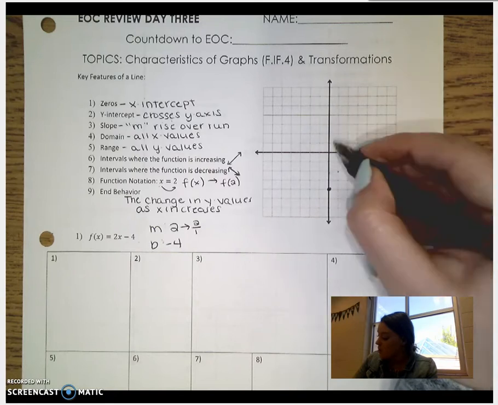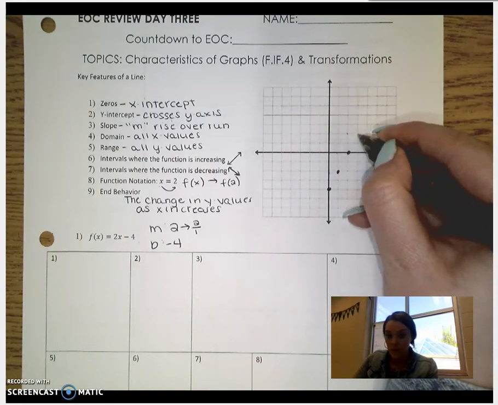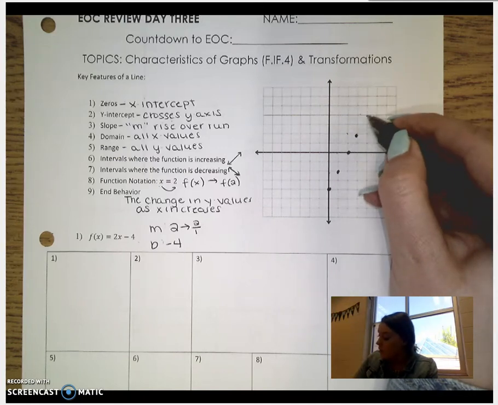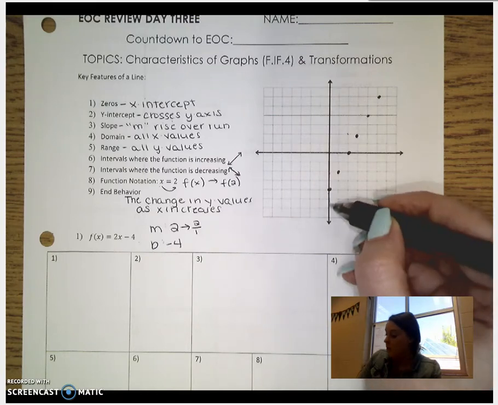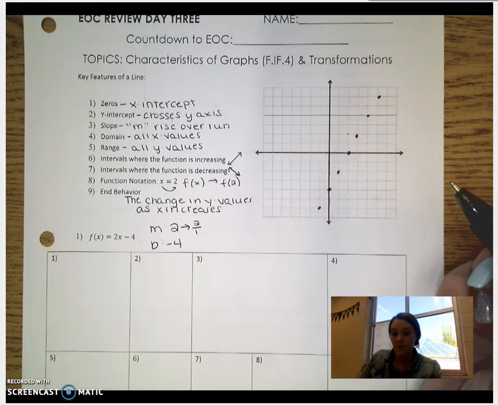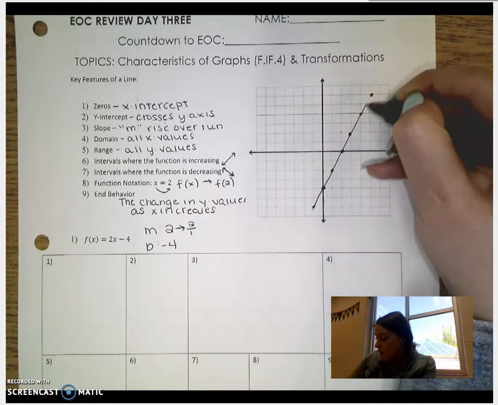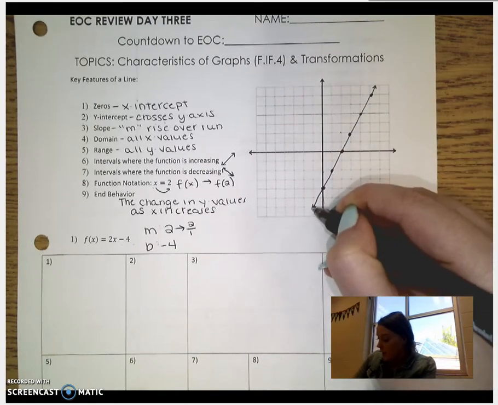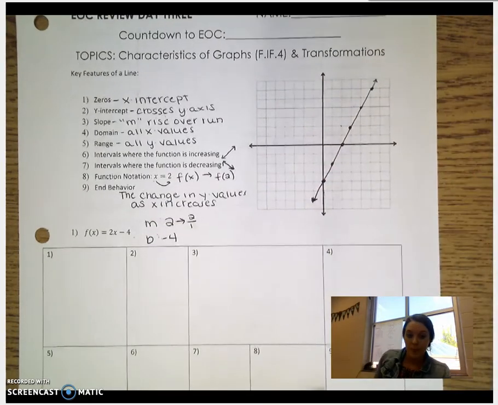So rise 2, run 1, rise 2, run 1, all the way to the edges of our graph. If I want to go backwards, I would go down 2, back 1, just like that. I'm going to connect these with a straight line with arrows at the end because it's going to continue on and on and on.